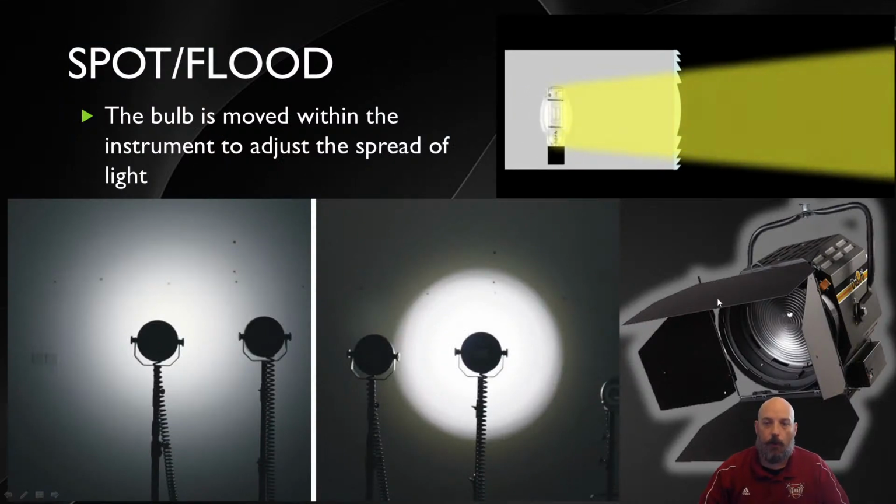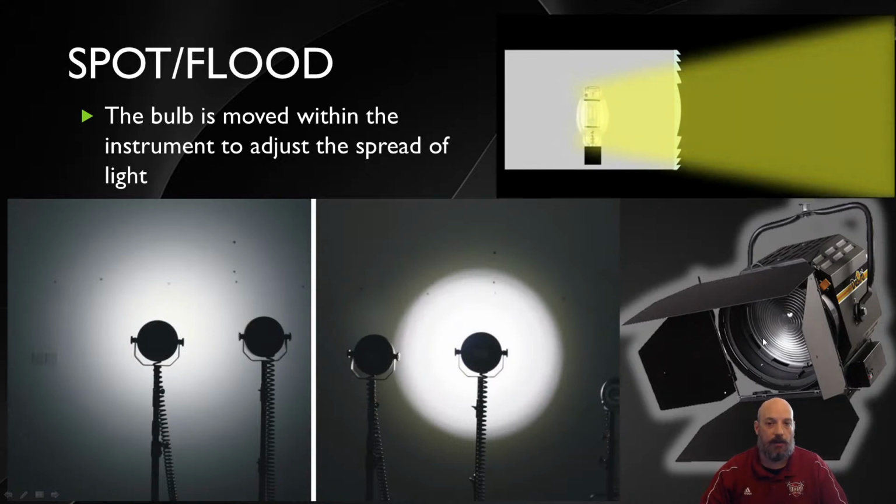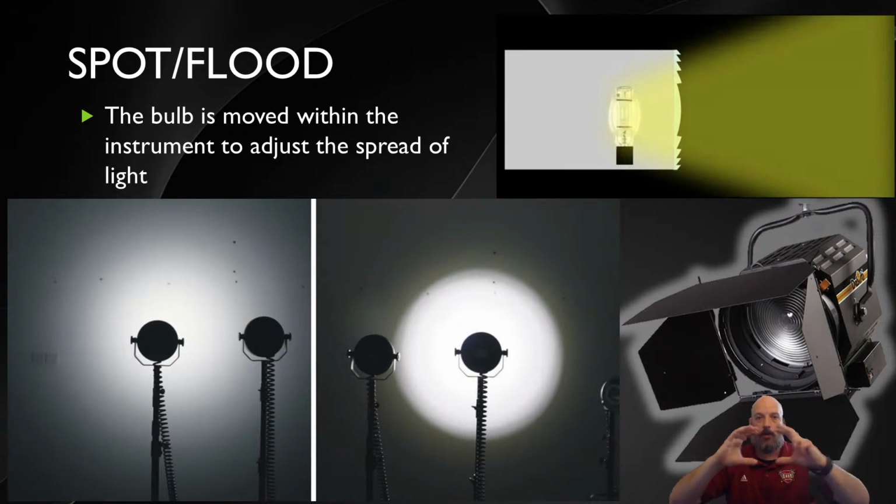So there are different ways that we can also change light to help us out. One of the first ones I talked about when I talked about the Fresnel lights is that there is a lens, and you can change the light from what's called a spotlight, which is a very tight beam, to a floodlight, which is a very wide beam.